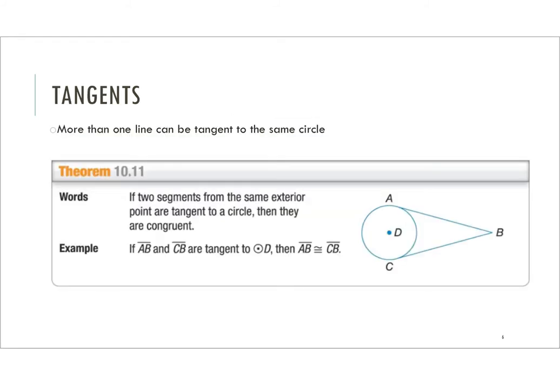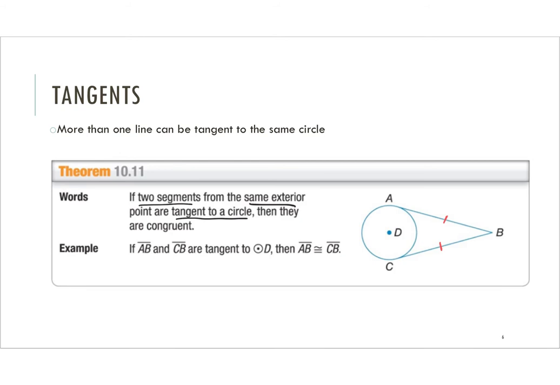Okay, another fact about tangent lines is that if you have two tangent lines that share the same endpoint outside of the circle, then they are congruent. So if you've got two segments from the same exterior point that are tangent to a circle, then they are congruent. It's the exact same thing, just said two different ways.